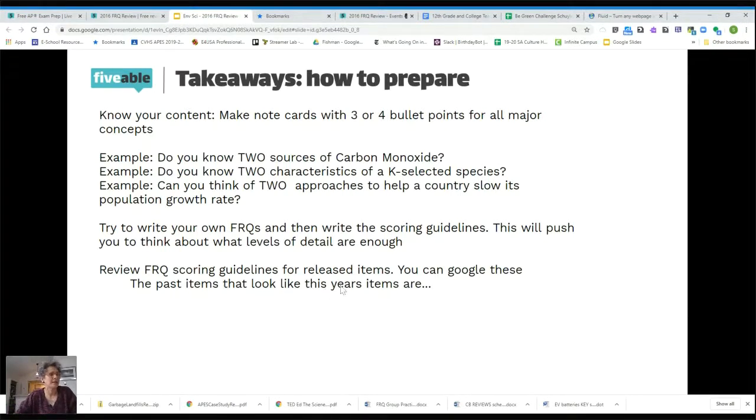Review scoring guidelines for released items. You can Google these, and I've attached the scoring guidelines for the questions we were working on tonight. And so because feedback and trial and error and practice is the best way you're going to get better at this. And I would say, especially for the experimental stuff, go to Data Nuggets and go to the virtual labs that I've put up in the comment section.